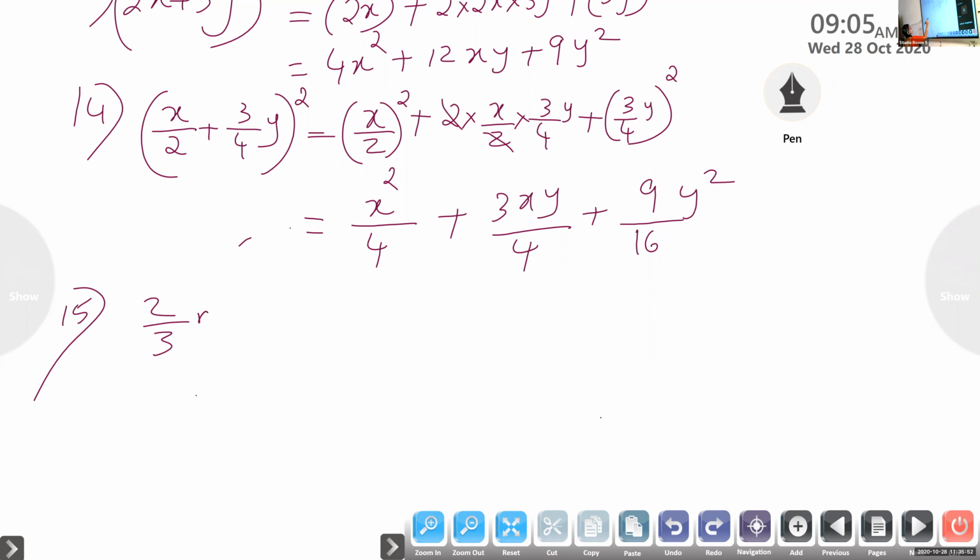2 by 3m plus 3 by 2n the whole square. Today I will send some homework questions of this type, okay? You have to do them today itself, and I will ask you to submit. At that time you have to submit.